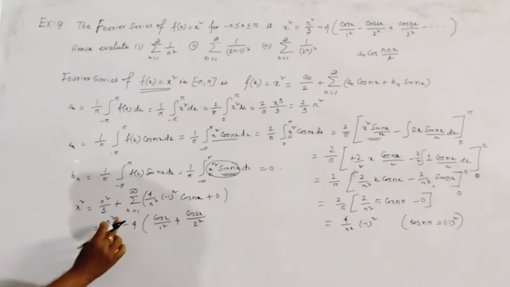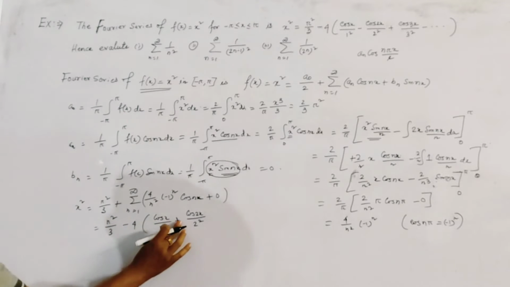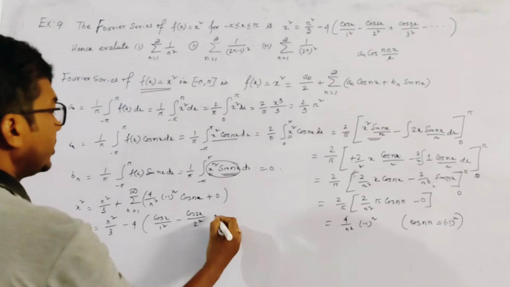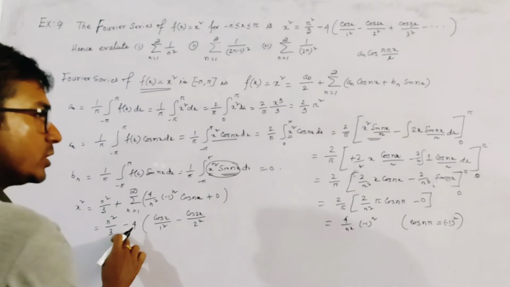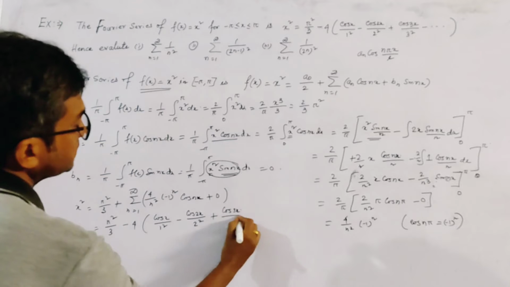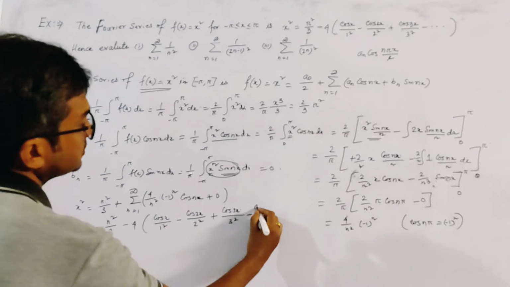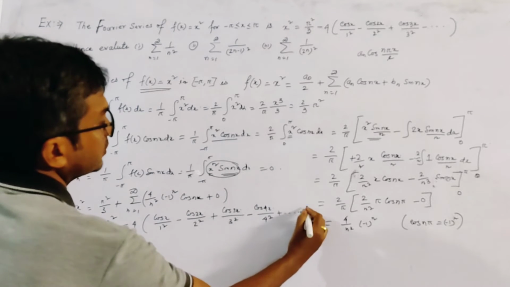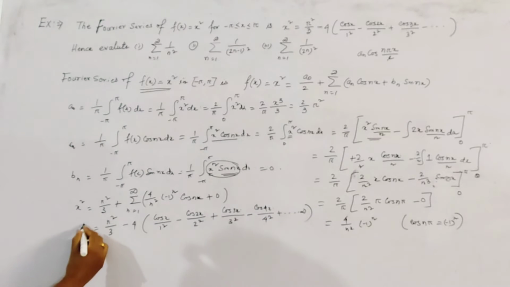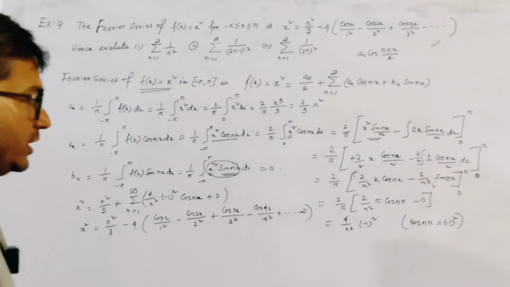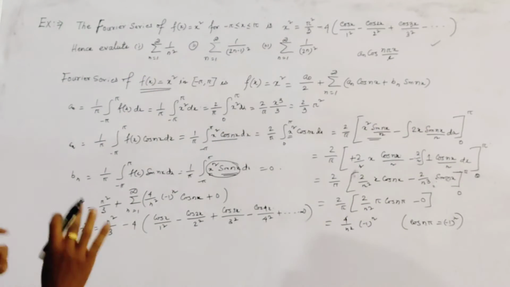By taking the common minus, this is plus and minus, so this is minus, and the third term is negative, but we already took the common minus here, so this is plus cos 3x by 3 square minus cos 4x by 4 square, and so on. This is the Fourier series of x square, and this is our first proof. We already proved the Fourier series.